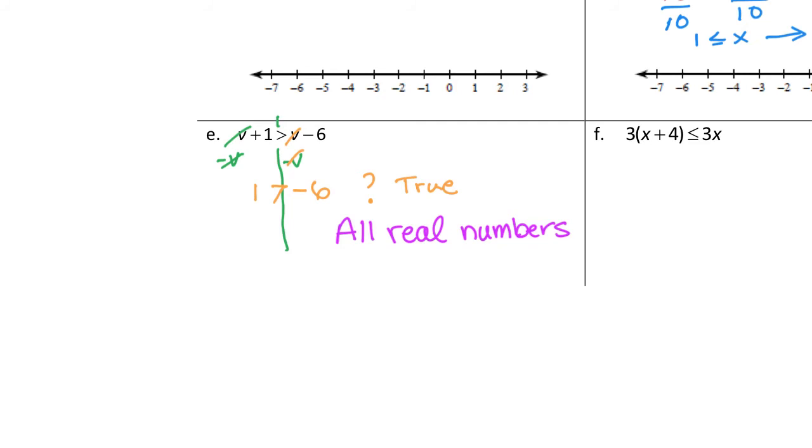Now, we can actually graph this. If I made a number line, and it doesn't matter what numbers were on it, if I wanted to graph it, I would shade the entire number line. So it's all real numbers, so it would be the entire number line.